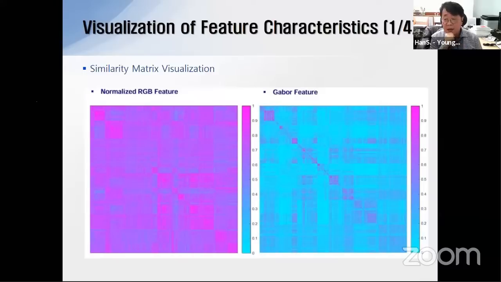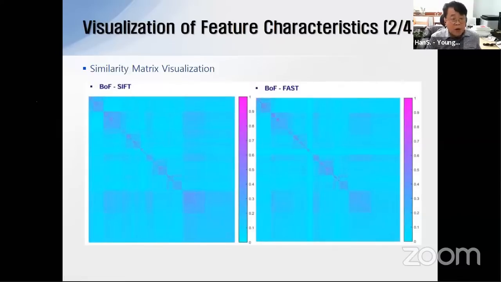So I applied the CNN features. I made the self-similarity matrix, and compared to the RGB features, the CNN features let us find the object classes. The diagonal part is the same object class. So for example, 1 to 9 is the same class, and 9 to 8 is the same class, but you can't find any object class inside the RGB self-similarity matrix.